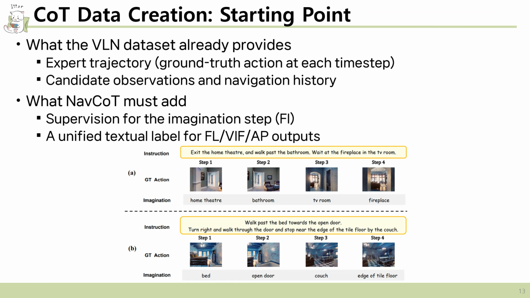Now, how they get training data for this output. The VLN dataset already gives a lot. It gives expert trajectories, which means the ground truth action at each time step. It also gives candidate observations and navigation history, but NavCoT needs more than just the action level. It also needs supervision for the imagination step, because that is new. And it needs a unified text format for the three-step output so the LLM can learn to generate it. The figure here shows examples of cross steps with the ground truth action and the imagination label at each step.